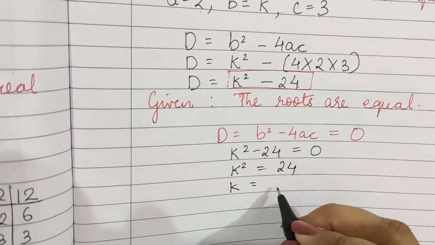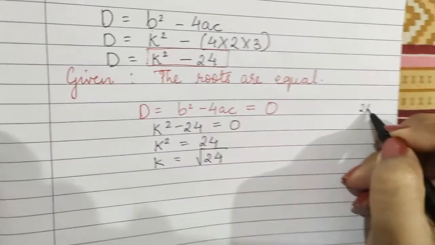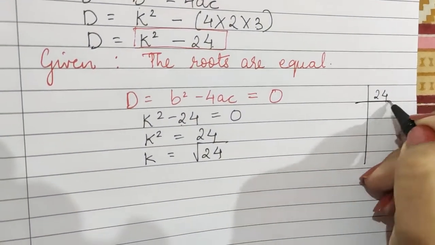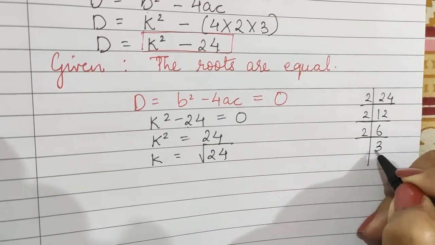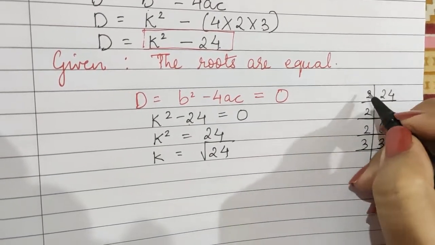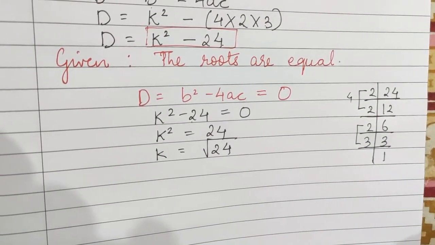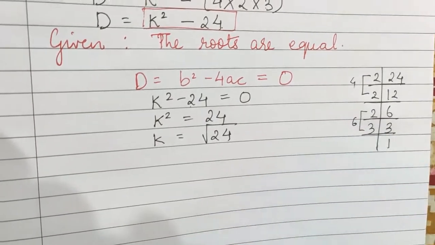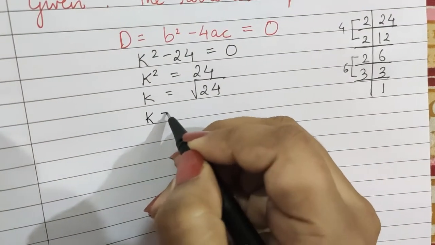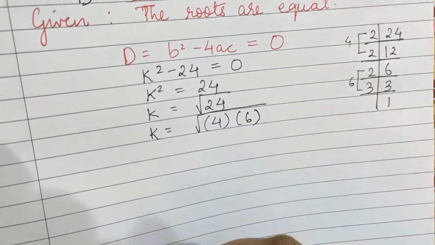K equals to under root of 24. Now how to find out the root of 24? This will be 2 12s, 2 6s, 2 3s and 3 1s. So from here we can take 2 2s 4 and we will be left with 2 3s 6. As we know that square root of 4 will be 2. So we can write it as K is equals to under root of 4 multiplied by 6.